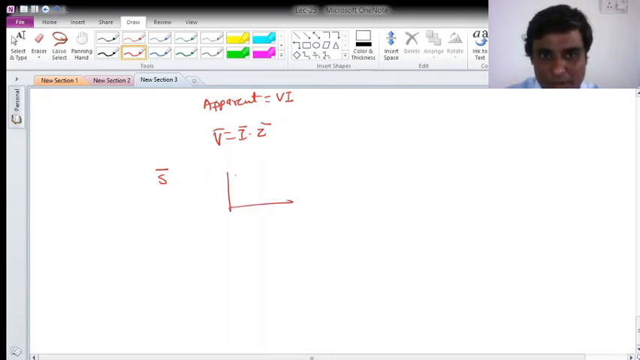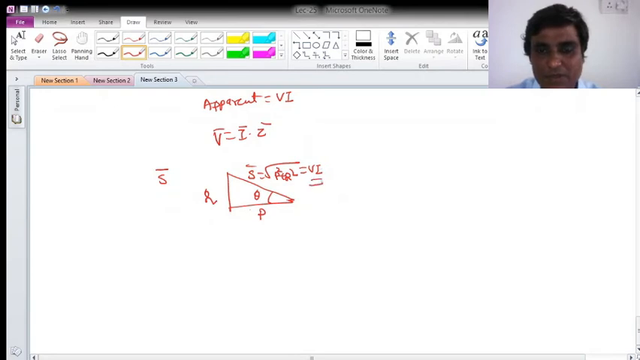So let me draw the power triangle here with angle theta. This will be my P, this will be my Q, and this will be my S, where S squared is P squared plus Q squared, which is your S bar, which I can say is VI. This is nothing but your VI apparent power. So you can write P as VI into cos theta and Q as VI into sin theta.